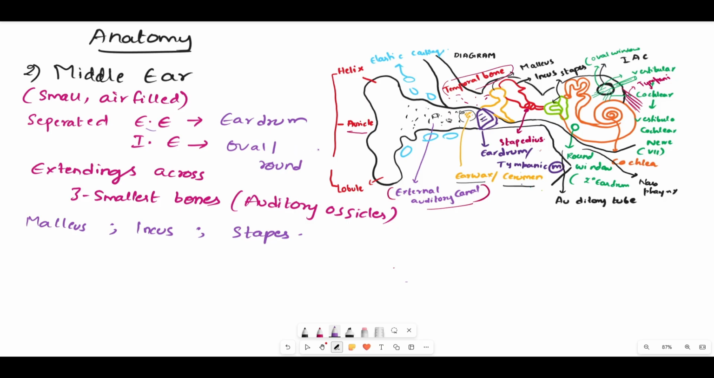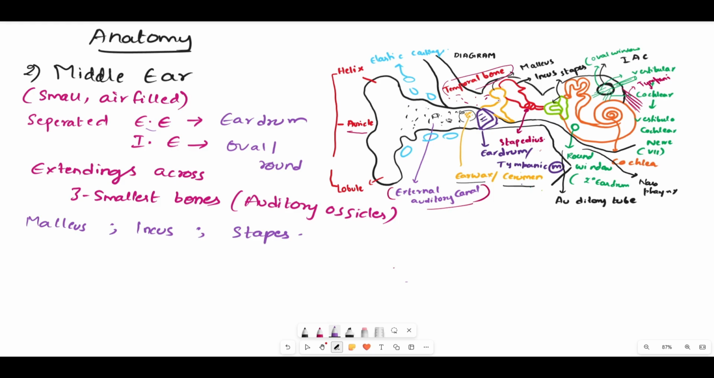And in the middle ear, there are some structures extending across it. That is simply called the three smallest bones. In the labeling we can see the malleus, incus and the stapes. These three bones are the smallest bones, which all three together are called the auditory ossicles. So this is the malleus, incus and the stapes.